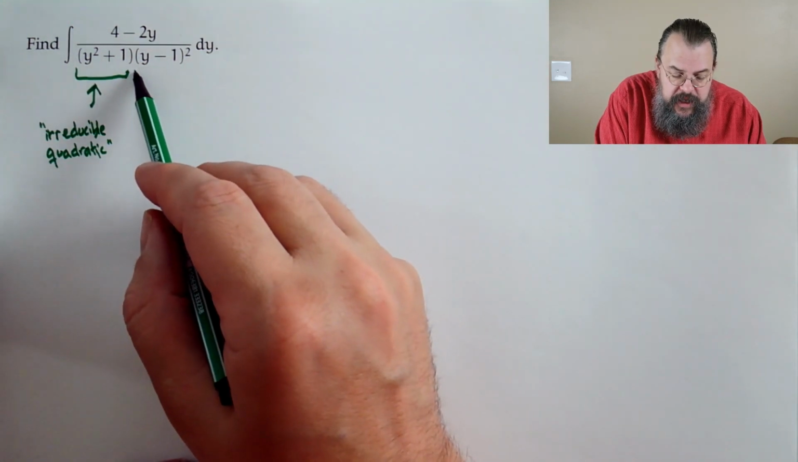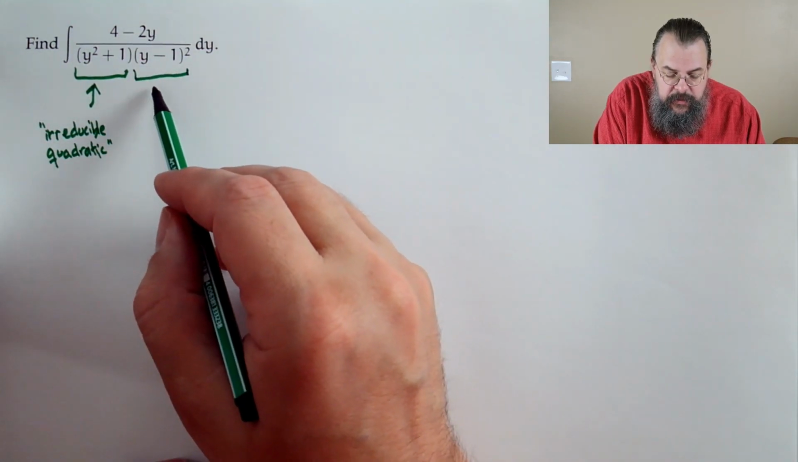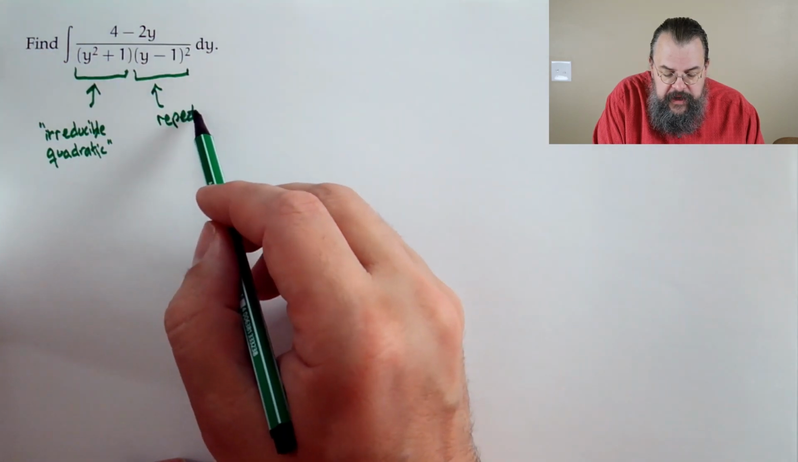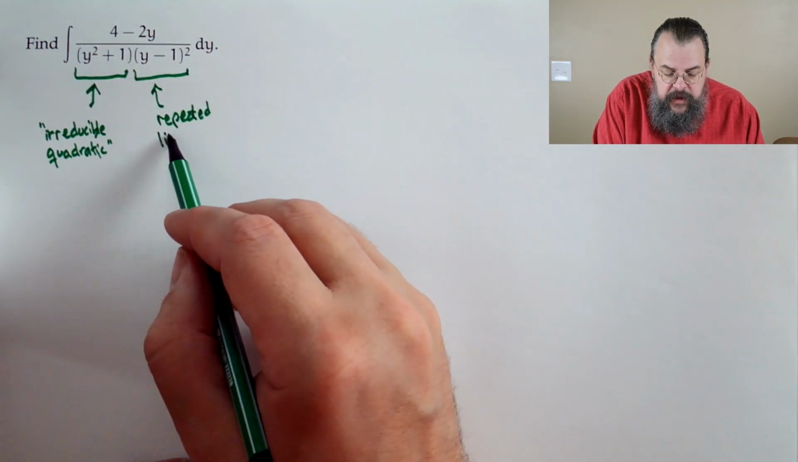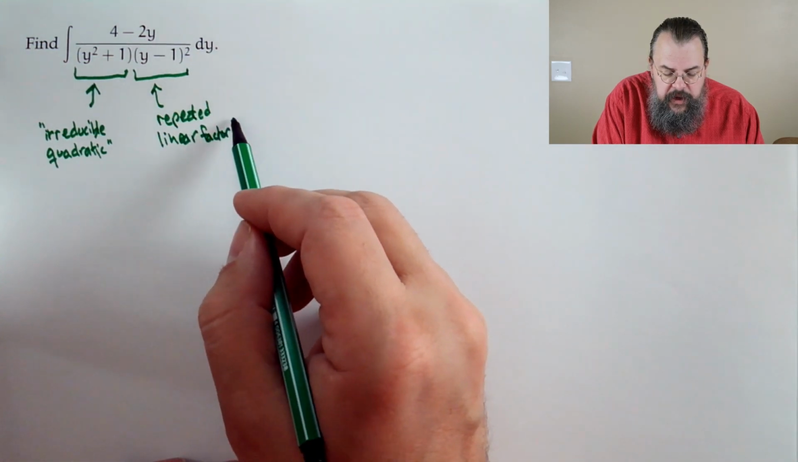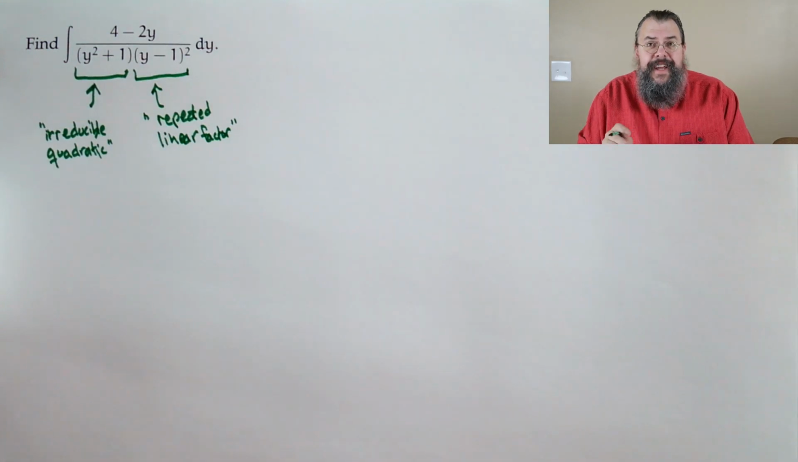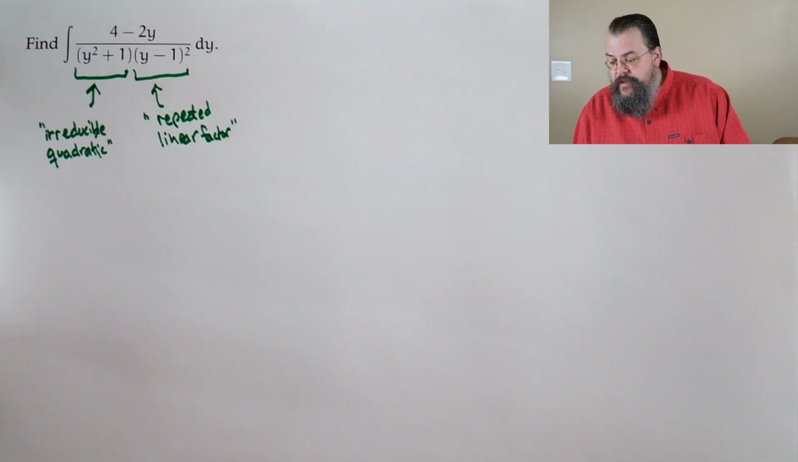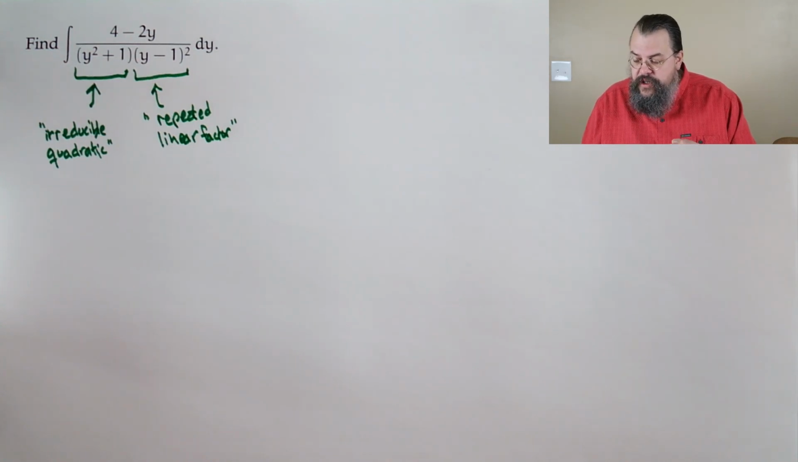Now, what's happening here? Well, this would be a repeated linear factor. And both of these cases are places where people can get a little bit like, wait, what? Hold on, what's happening here? So we do want to be careful. And this one, we want to take our time and make sure we get the right form. And so let's be patient here and talk about what's happening.